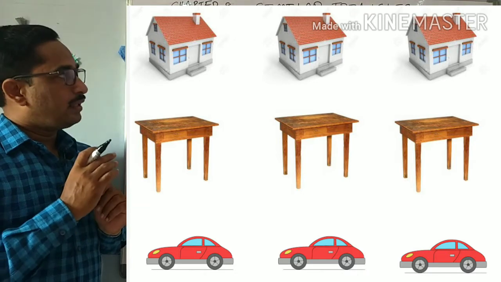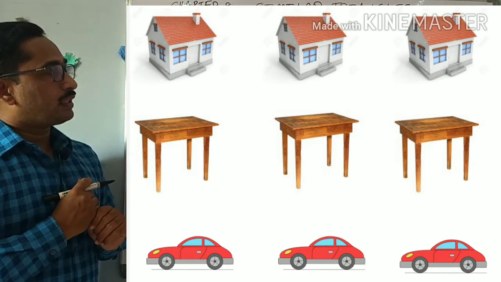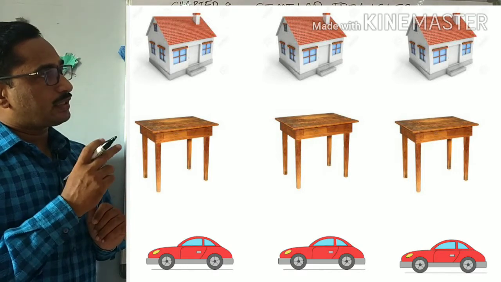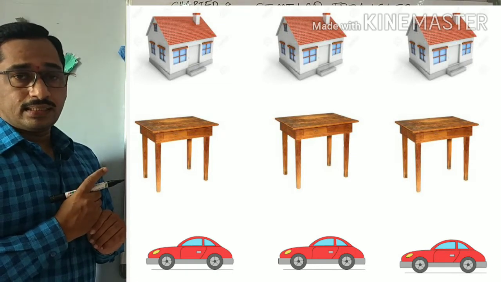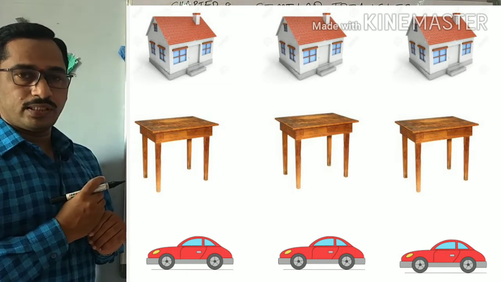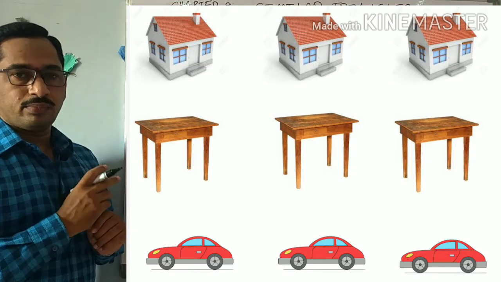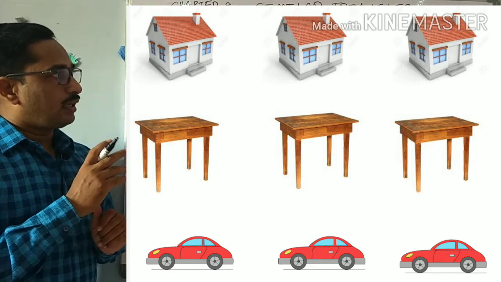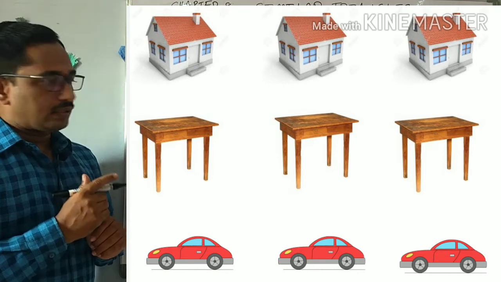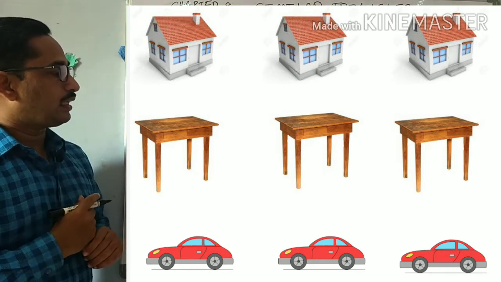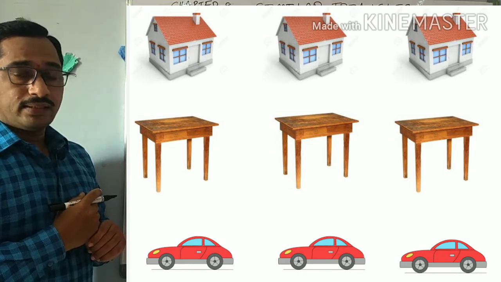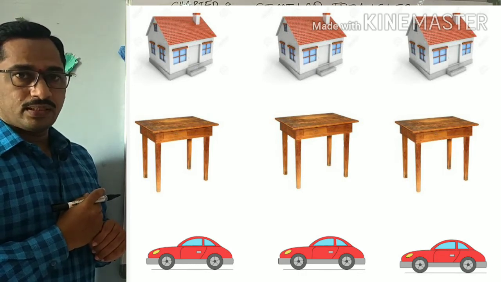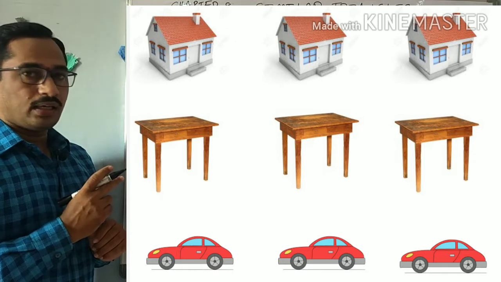In the same way, observe the second diagram. The second image contains tables, and all the tables are in the same size and same shape. Means appearance is also the same. Length, height, width, all are the same. Next, observe the third image. The third image contains 3 cars, and the 3 cars' appearance is the same. Means the size and the shape are all the same.